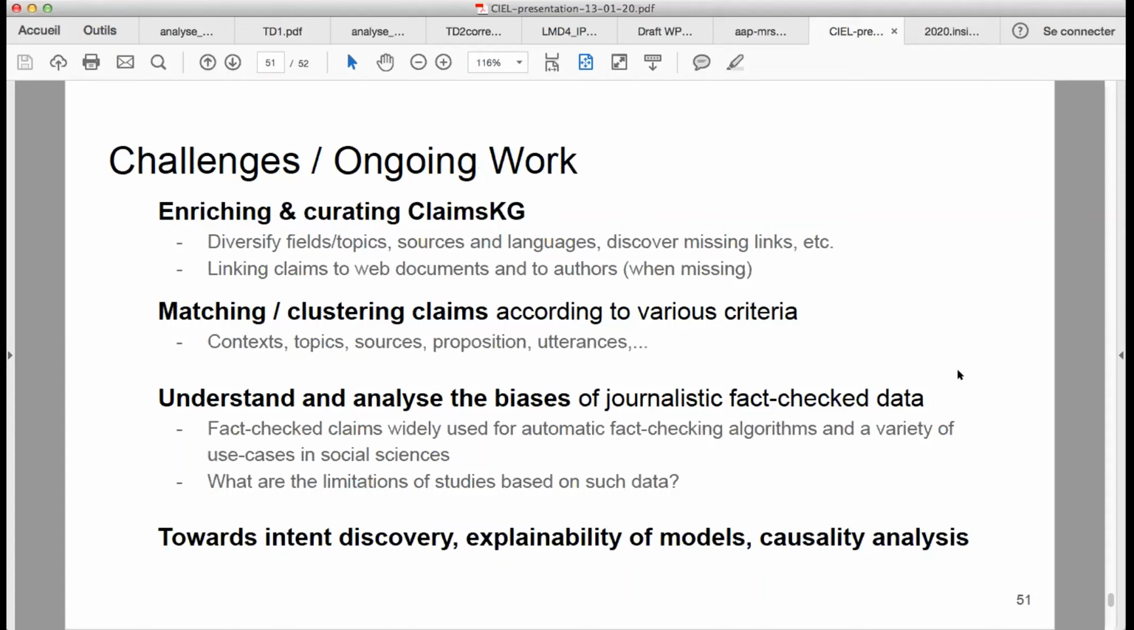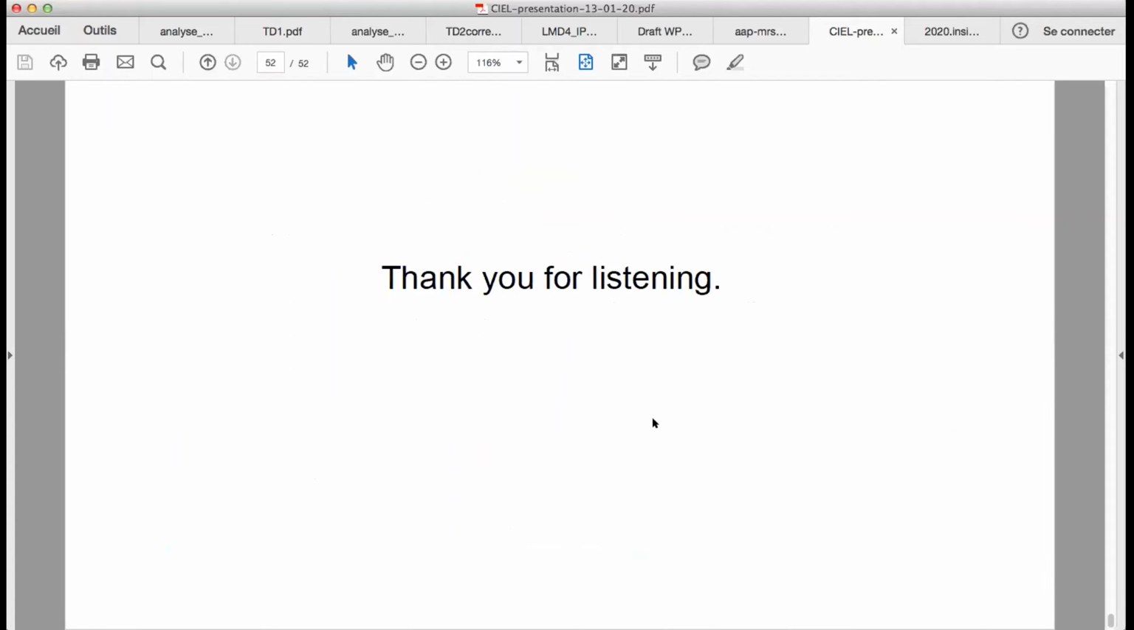whether a claim is true or false is not that important at the end of the day. What really seems to matter is the intention behind a particular claim. So the very question of why a particular person utters a particular claim on a particular occasion. But this appears to be a more complex problem. So I thank you for your attention, and I'd be happy to take your questions.